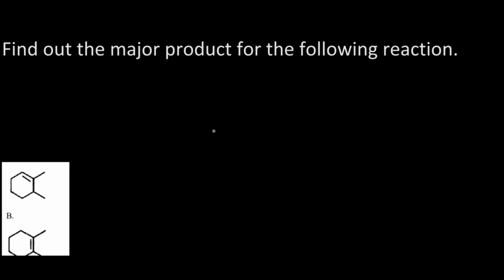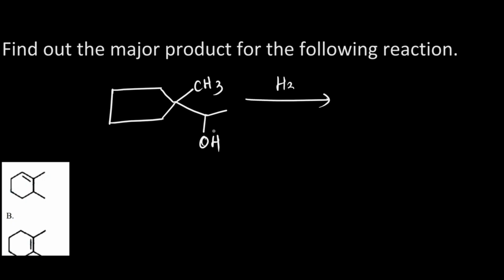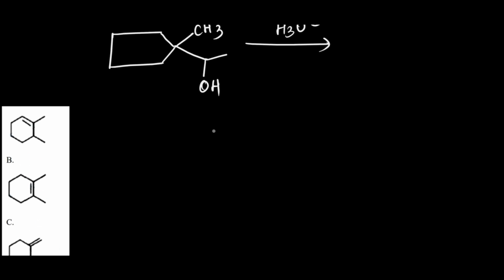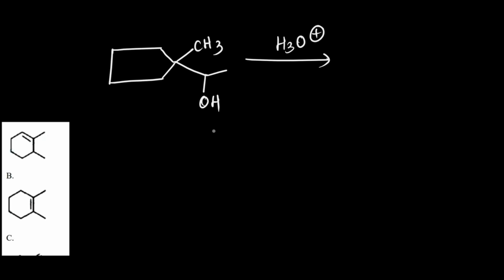Find out the major product for the following reaction. The reaction is given as CH3 with OH, with H3O plus. What is the major product? And look at the options. As you can see, majority of the options involve ring expansion. So let's see how it goes.